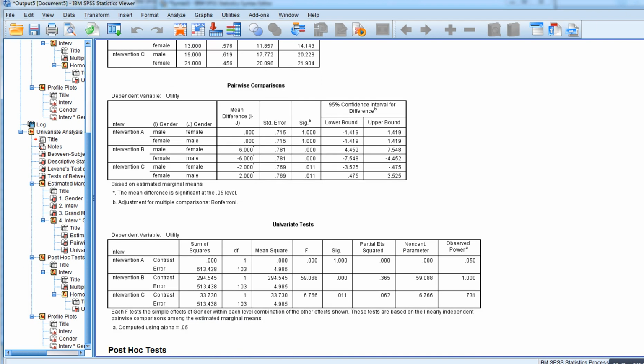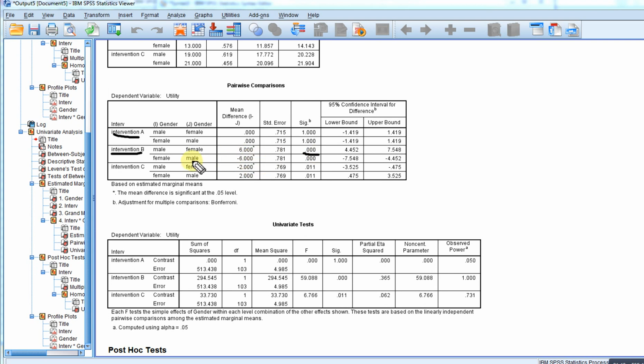when I scroll down, you can see that now I get those simple effects tests. So as you can see right here, I have a test of males versus females in intervention A. And you can see this I minus J, so there's the mean difference, which is 0. And so the p-value was 1. So that's obviously indicating that there's no difference between males and females in intervention A. When I look at intervention B, when I take I minus J, you can see that males would have scored higher than females because this value right here is positive.